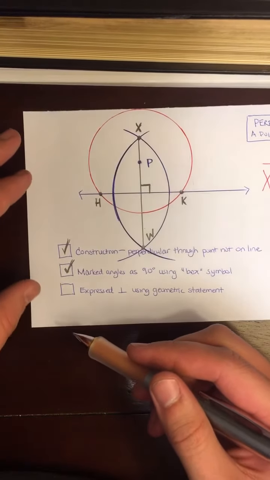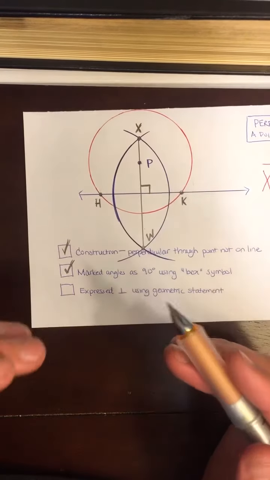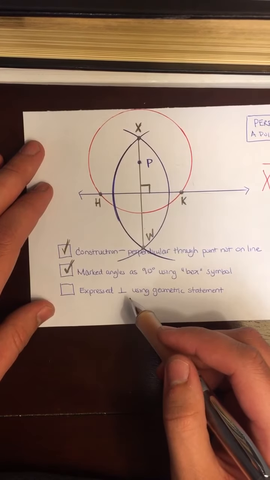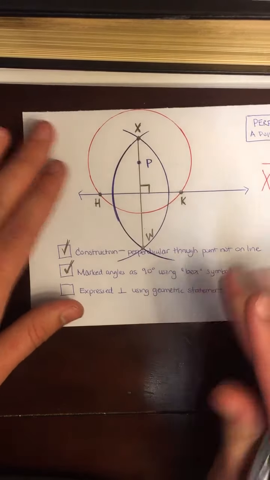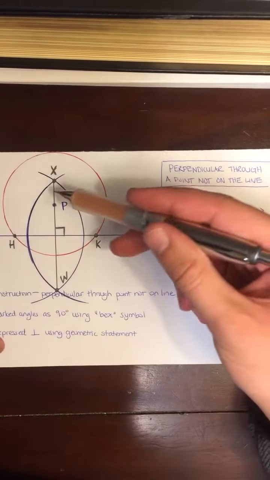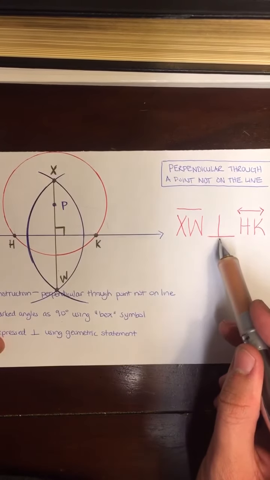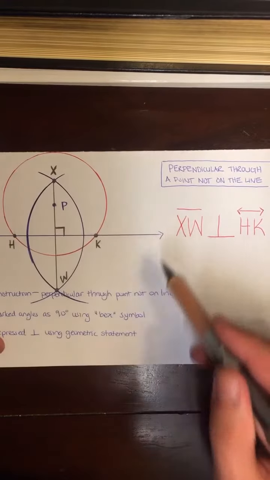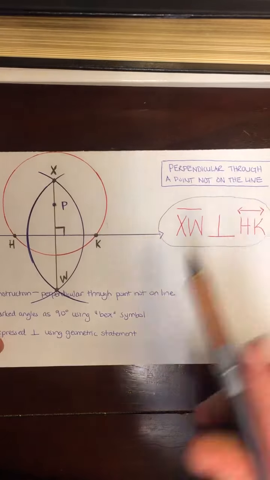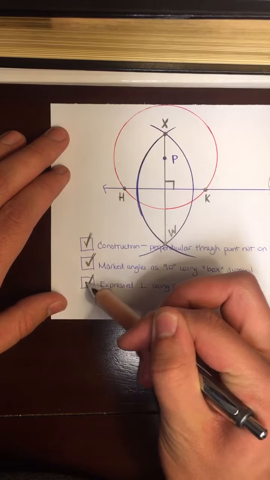The last thing that I expect you to do on this particular construction, in all of our constructions, is to create a geometric sentence. So I've expressed that things are perpendicular using a geometric statement or sentence. And that's the last thing I did in my problem. I said, based on my image here, that my up and down line segment, XW, was perpendicular to my left and right line, which was HK. So I have created a geometric sentence. That's the last thing that I require of you for this particular construction. I have satisfied that.